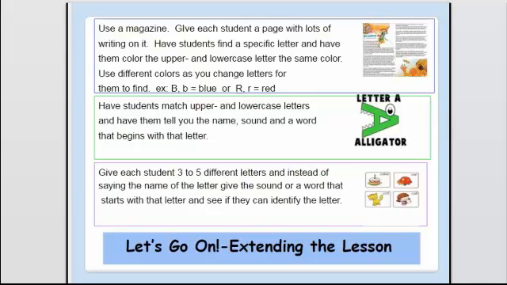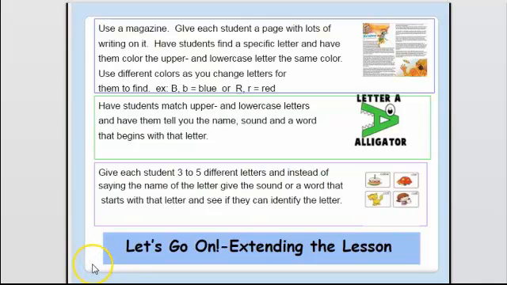One activity is to use kid-appropriate magazines. Rip out and give each student a page with lots of writing on it. Have students find a specific letter and have them color the upper and lowercase letter the same color. Use different colors as you change letters for them to find. Another activity is to have students match upper and lowercase letters and have them tell you the name, sound, and a word that begins with that letter. For your more advanced students, they might be able to write the letter and also write the word.